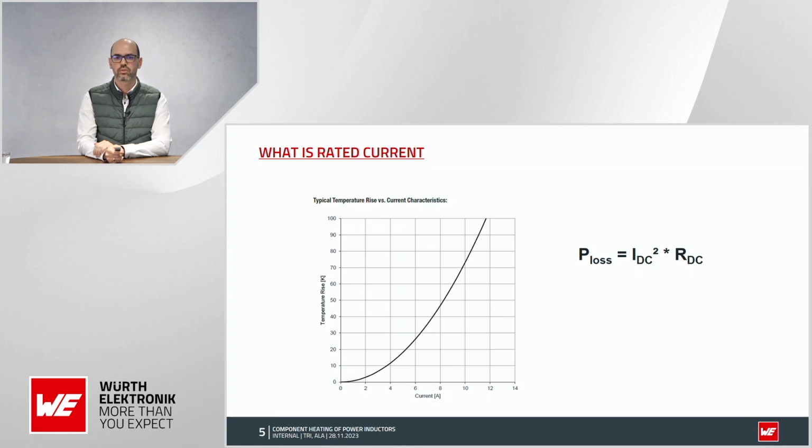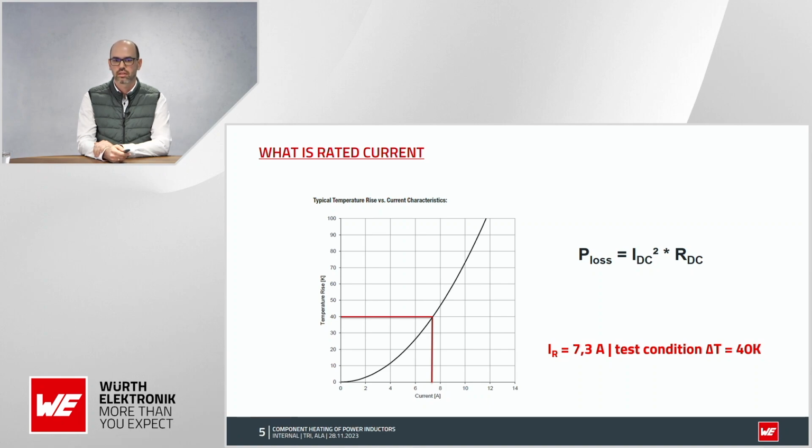And the shape of the curve is pretty similar to the equation we have on the right side. So we have a quadratic function shape of the curve, and also the equation on the right side is a quadratic function. So this means there is a direct correlation really between the losses and the temperature rise or the heating of a component.